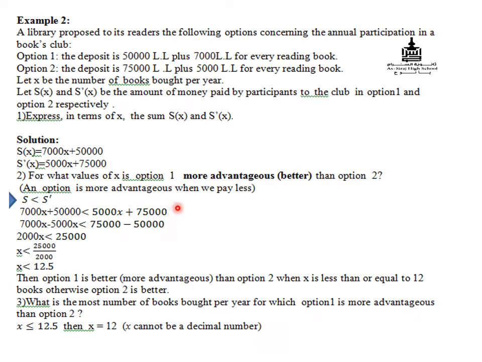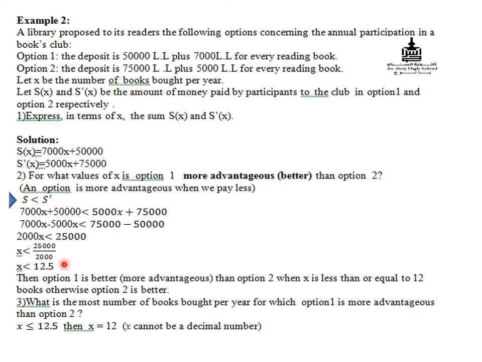Now isolate unknowns from numbers. So 5,000x should move to the left-hand side and become minus 5,000x. 50,000 should move to the right-hand side and become minus 50,000. The result is 2,000x less than 25,000. Divide by 2,000 both sides to get x less than 25,000 over 2,000, so x less than 12.5.